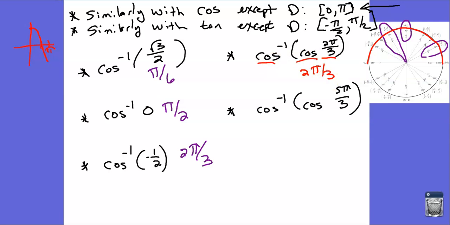And for the last one here, notice this number is not within the restricted domain here. Because it's 5 pi over 3, that's that one right there. And so what we're going to have to do is literally evaluate this. So look at this whole thing on the inside. The cosine of 5 pi over 3 is 1/2. That's what it says. So now we're trying to find the inverse cosine of 1/2. Well, where is cosine of 1/2? It's right there at pi over 3.